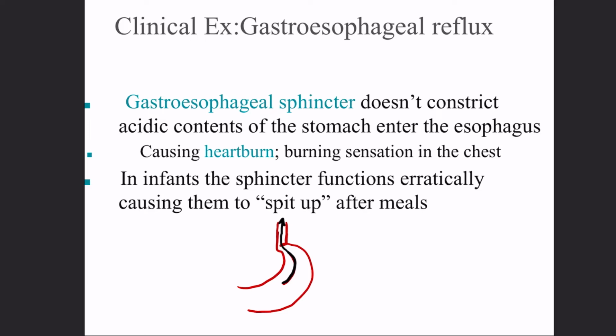And because, as we're going to learn, this is an acidic environment, this can cause a burning sensation because the esophagus is not prepared for this acidic fluid of the stomach. This is what people call heartburn. It's called heartburn because it feels like your heart is burning. And in infants, they spit up a lot because their sphincter is not working as well as an adult sphincter. Now let's look at the stomach.